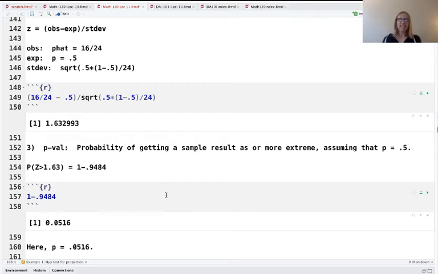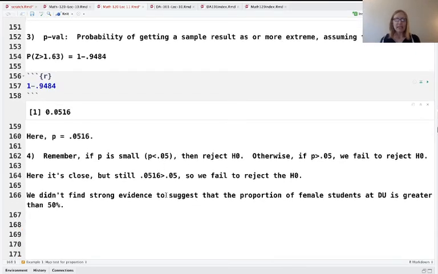We use that test statistic to get a p-value. That's a probability. And finally, we make our conclusion about what's going on. If the p-value is small, we reject the null hypothesis. If the p-value is large, we fail to reject the null hypothesis. And that's all. I guess that was a whole lot, right?